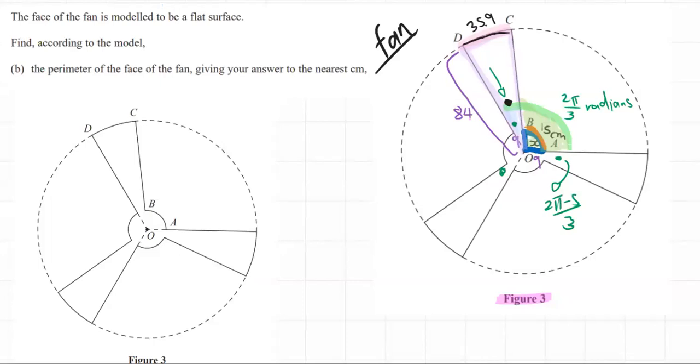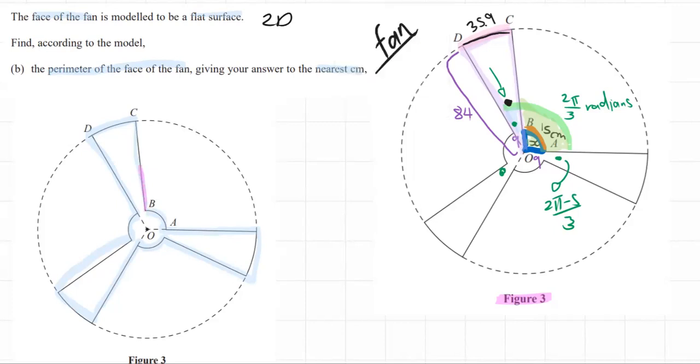Some more information is given. So the face of the fan is modeled to be a flat surface. So that just means 2D. And find, according to this model, the perimeter of the face of the fan, giving your answer to the nearest centimeter. Okay, so it wants the perimeter of the face of the fan. The fan is this whole thing. This is our fan. And for perimeter, you have to do all of these lines.